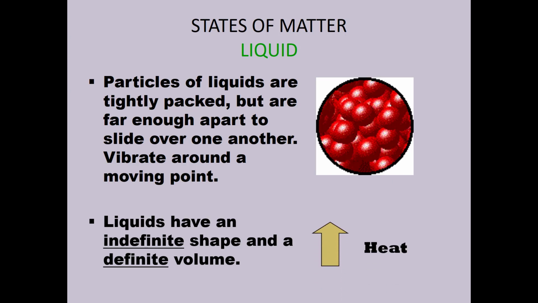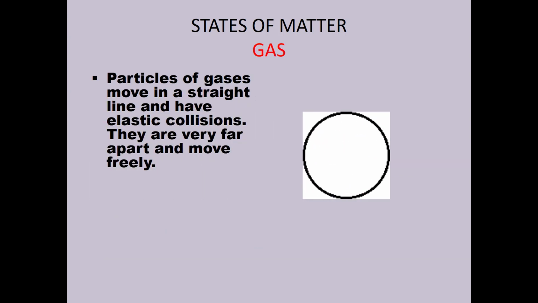Let's add some heat. So the molecules are slipping and sliding past each other, and they start going faster and faster, and pretty soon the collisions become a little bit more violent, and the molecules start to be able to break free completely from their intermolecular forces, and we have a gas. In a gas, the collisions are elastic, as we mentioned before.